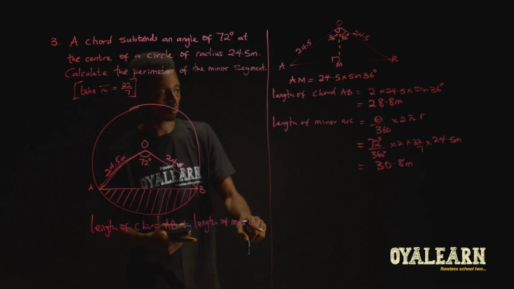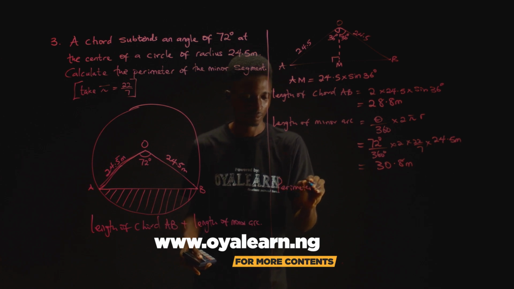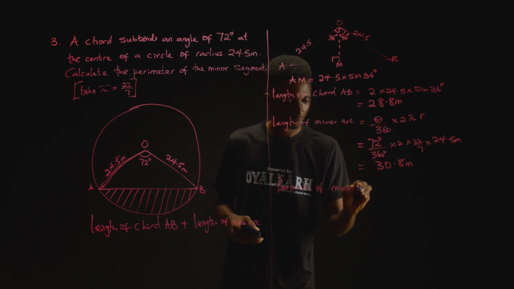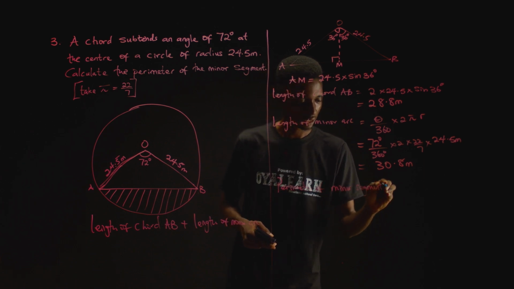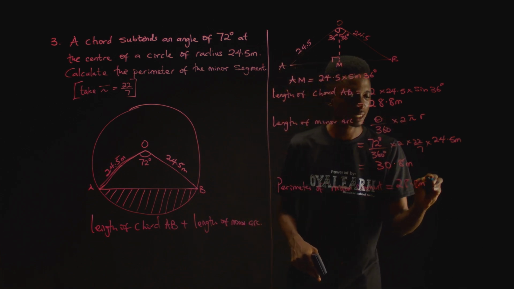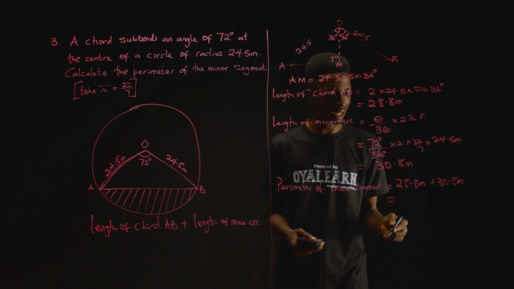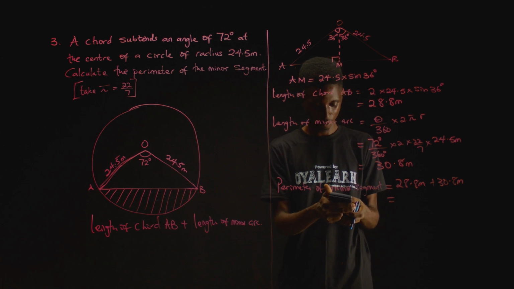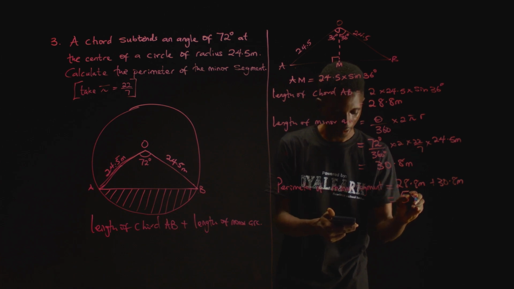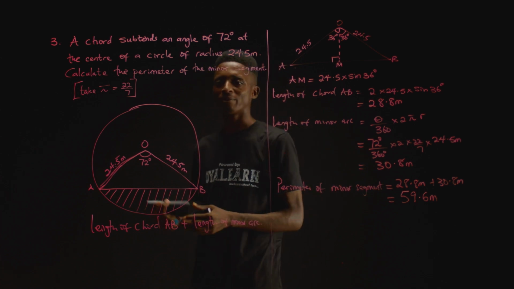Now recall that the length of the perimeter of the minor segment is the length of chord AB plus the length of the minor arc. So perimeter of minor segment equals the sum of these two. So we have 28.8 meters plus 30.8 meters. And when we add this together, we're going to have 59.6 meters. And with that, we have solved question 3.